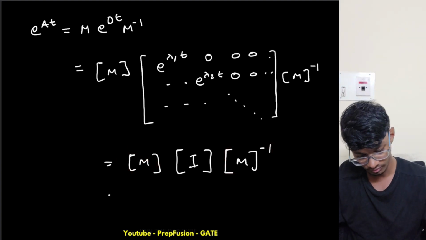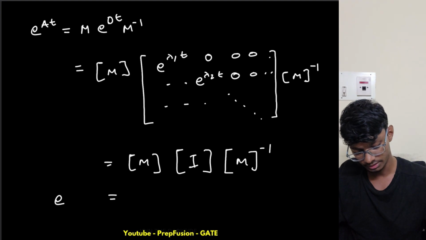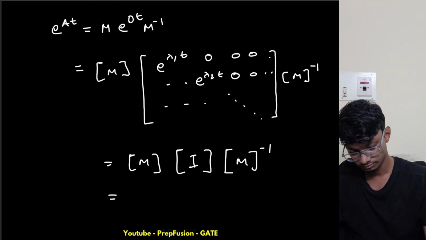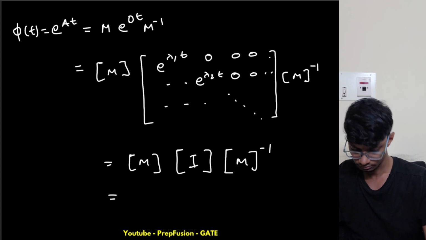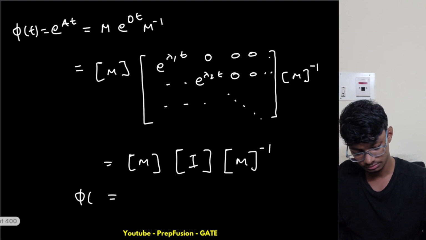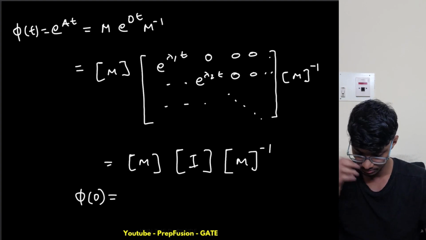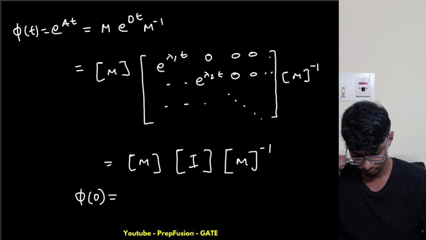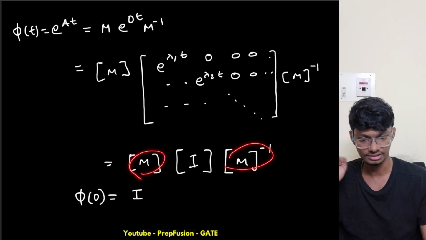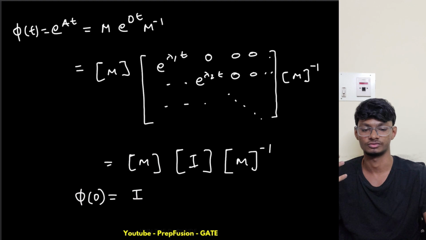So what do I finally get? e raised to power, like, phi of 0. Let me write it here. Phi of 0 basically equals simply I, because this M and M inverse get cancelled and we are left with I. So this is the actual proof. So this was the first property.